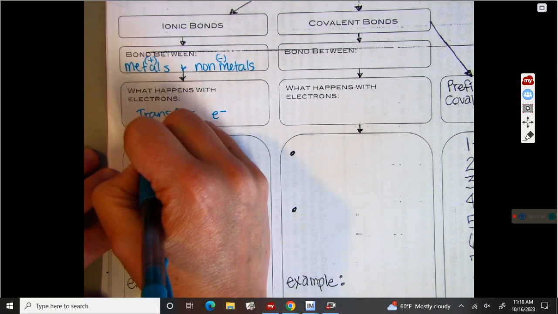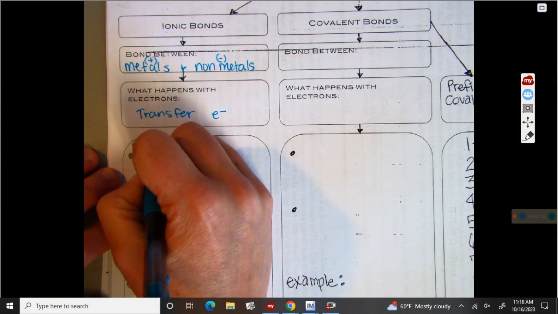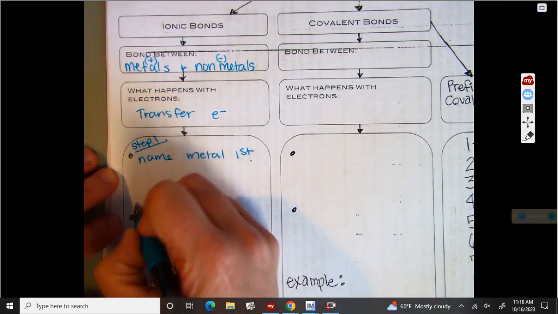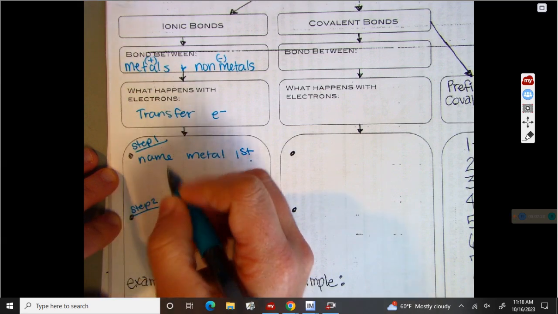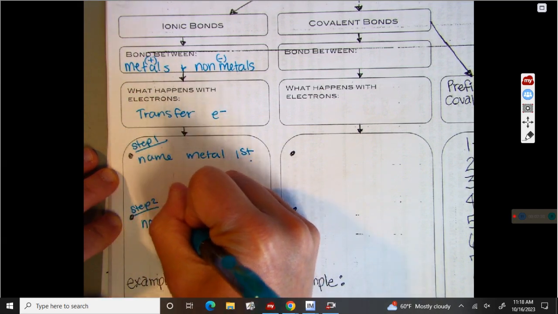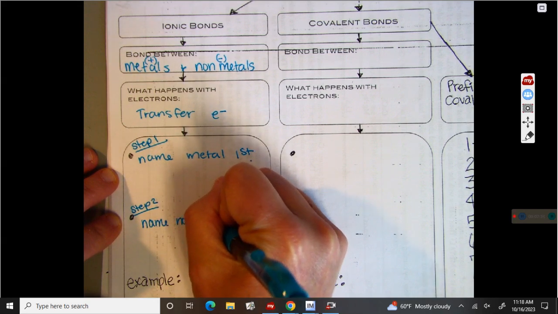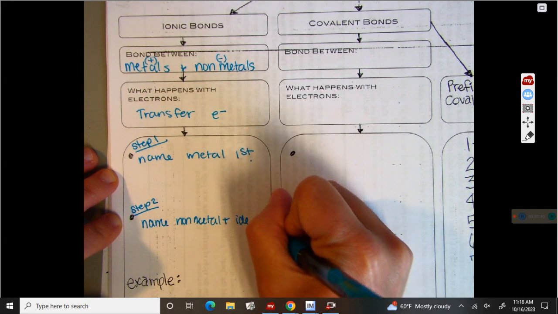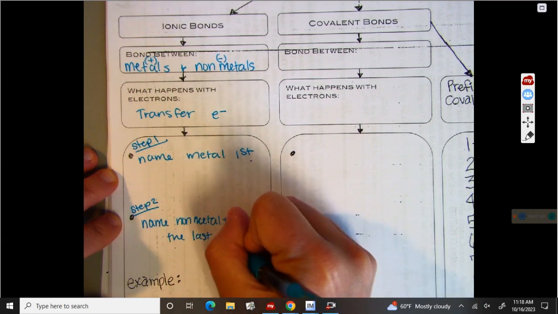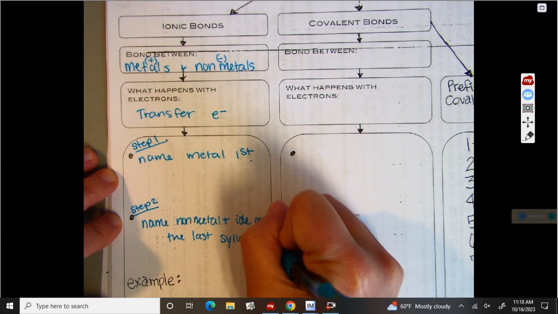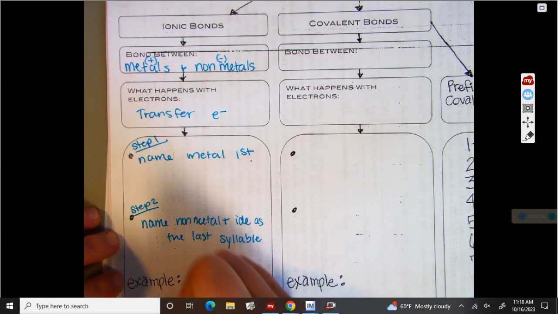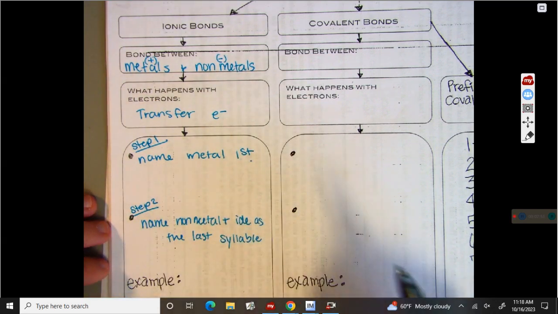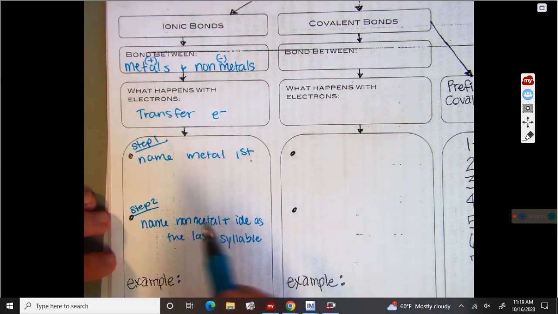So step 1 in naming these compounds is to name the metal first. Step 2 is to name the nonmetal plus IDE as the last syllable. I think that's how you spell it. So for this, what I mean is your nonmetal will be like chlorine. If you were to clap out chlorine, the last syllable would be ing. So I would replace that with ide.